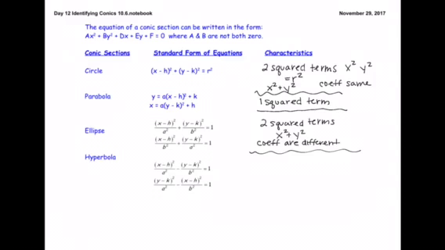For a hyperbola, we're also going to have two squared terms, except one of those terms is going to be negative. So that would be an example, x squared minus y squared. Remember, depending upon if it's vertical or horizontal, your x or your y could be negative. So this slide right here is very, very important to have memorized, and hopefully at this point you already do.